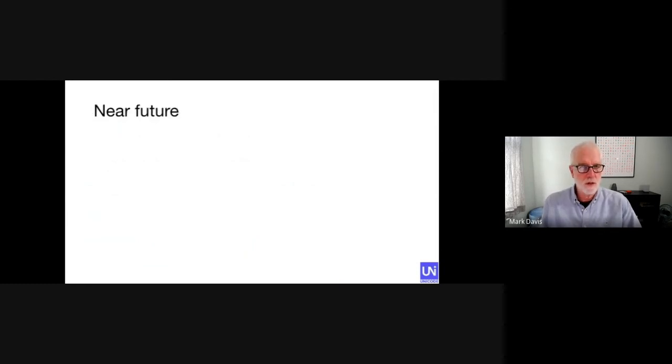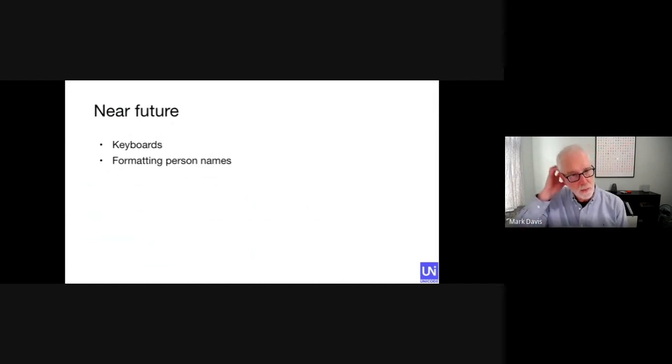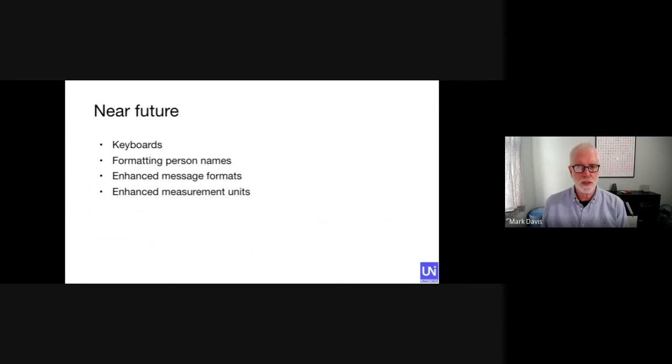In the near future, there are a number of projects happening. I mentioned keyboards. There's work for keyboards. Formatting person names is a big new project, and it has a tech preview due out in the middle of October 2022. We have also enhanced message formats in ICU, also in a tech preview in the middle of October. We're enhancing the measurement units all the time, including additional units and additional unit preferences for different locales. And then there's a general project to improve grammatical agreement for dates, times, units, and so forth, so that they fit in properly in the sentences where they're substituted.